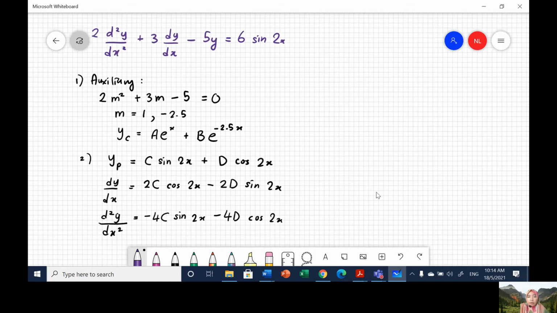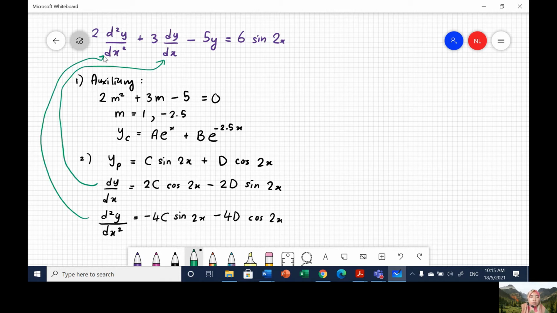Okay, I'm going to write down on the right part here, so this side. Okay, we are going to substitute our dy/dx here, and the second derivative here. Okay, then we have 2, multiply the second derivative.